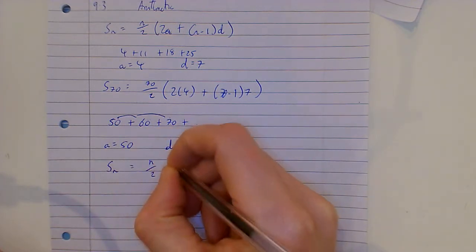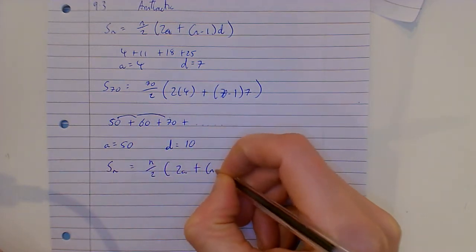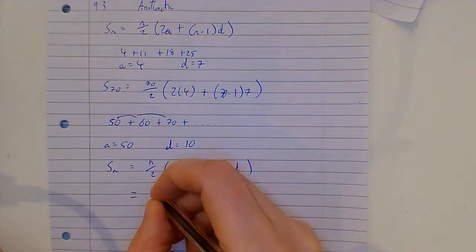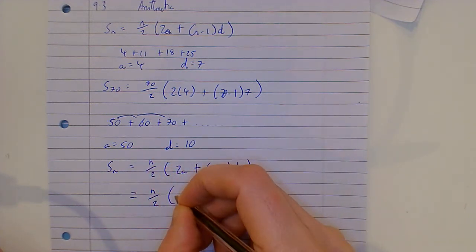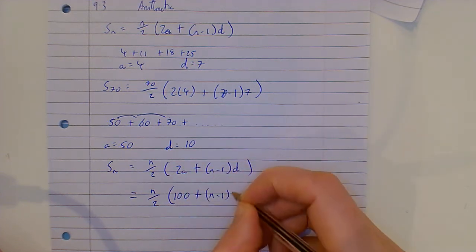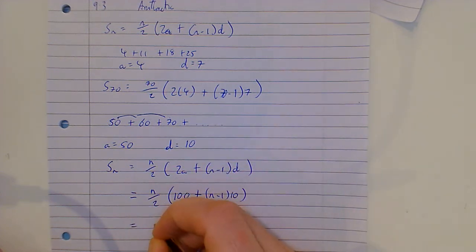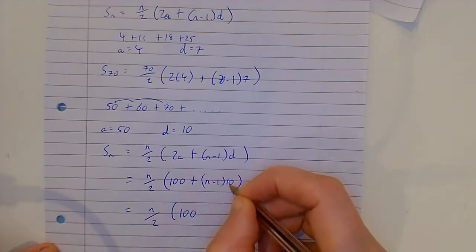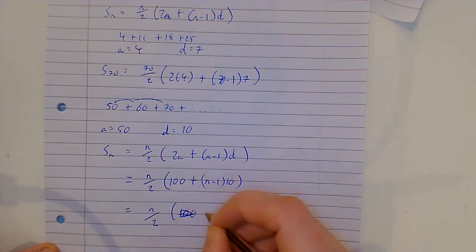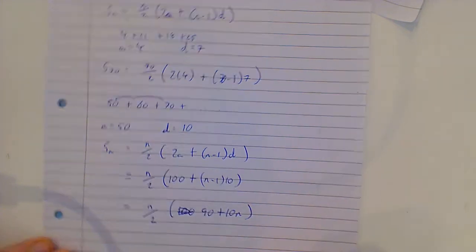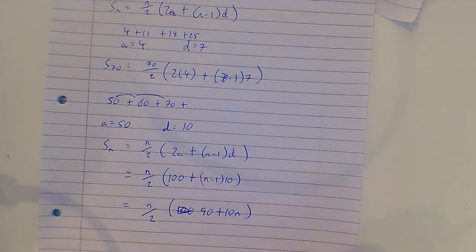Okay, the formula. Always plug in the formula when you can. n, we don't know what it is yet. 2 by a, that's 100, plus (n minus 1) by 10. We can always tidy this up. 100, that's going to be minus 10, so that's 90 plus 10n.